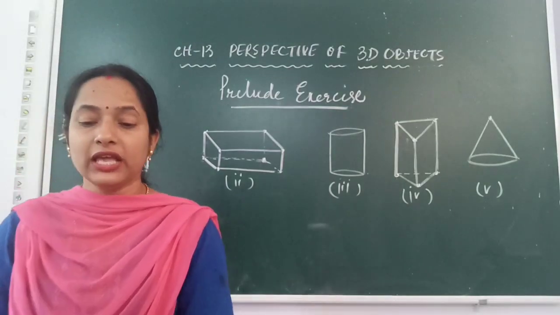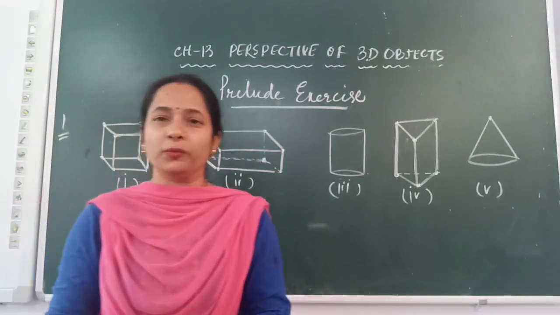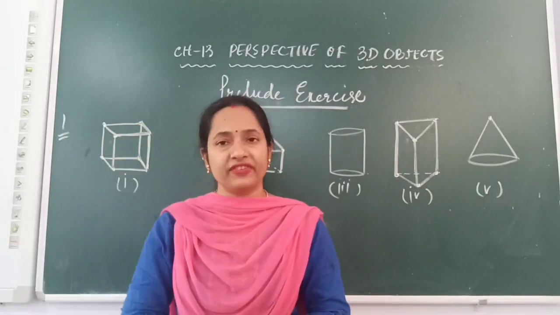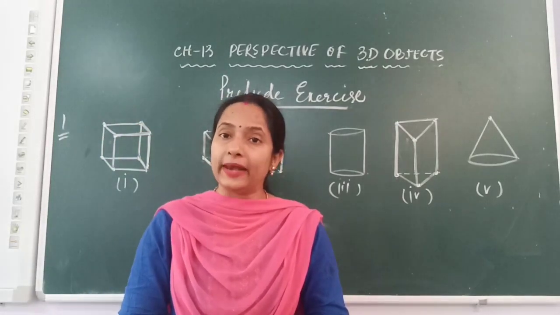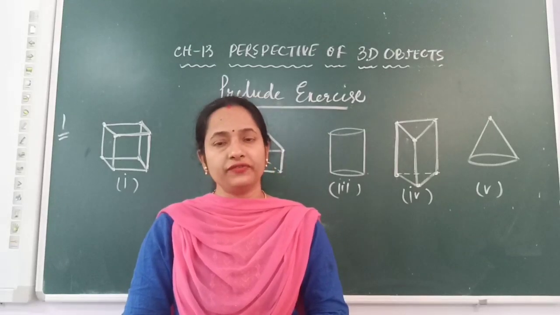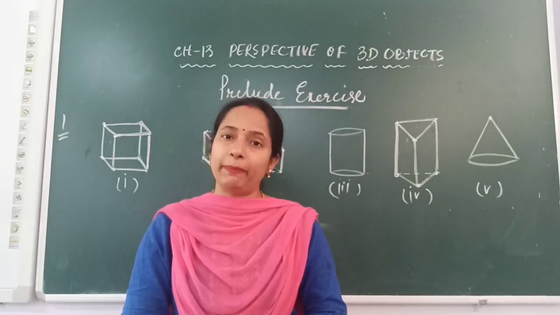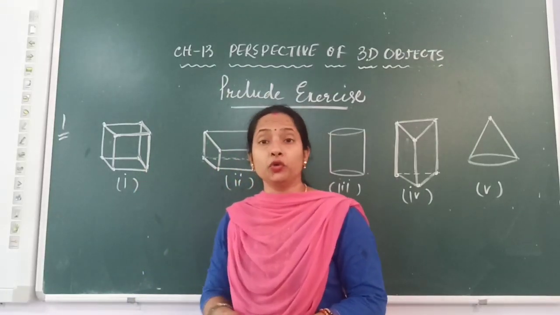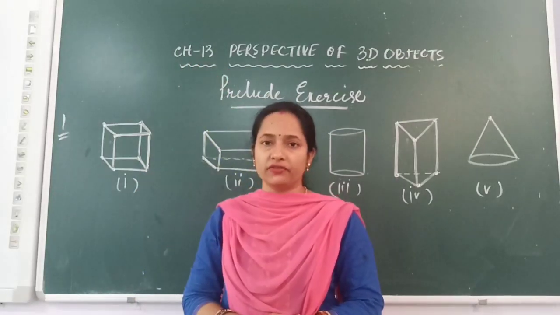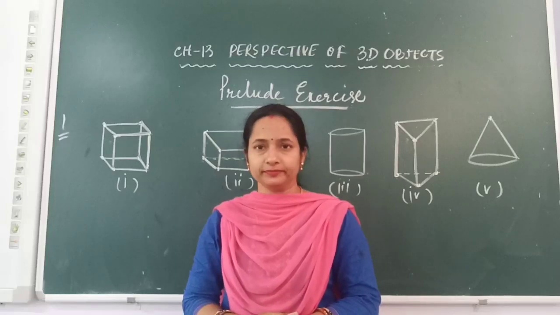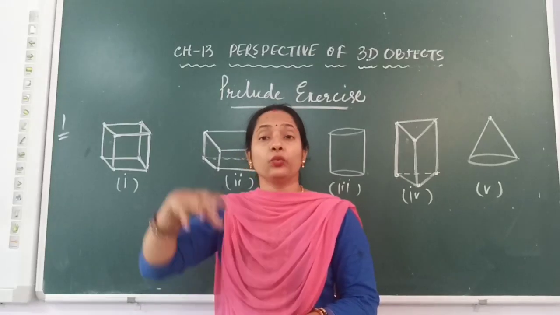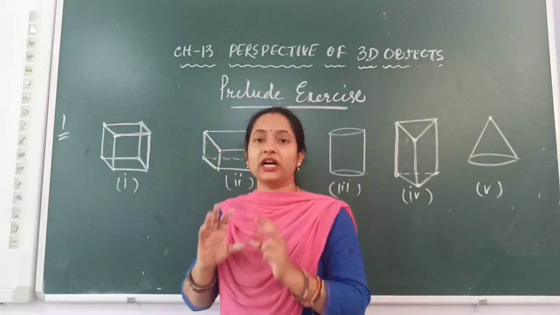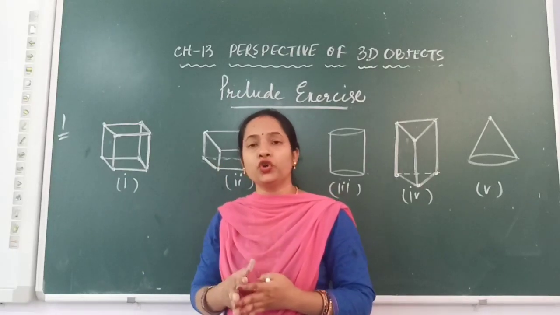The next question is, draw the plan of a cube. Just now I explained the top view of a figure is called a plan. The top view of a figure is also called the plan. So what will be the top view of a cube? From the top, if you observe a cube, what shape will you find? Yes, you are correct. We will find a square shape because all the faces of a cube are in the shape of a square.